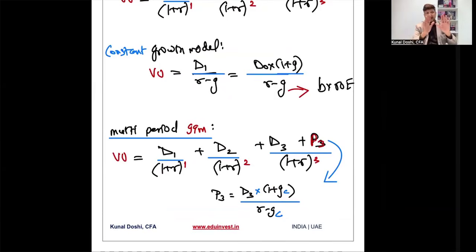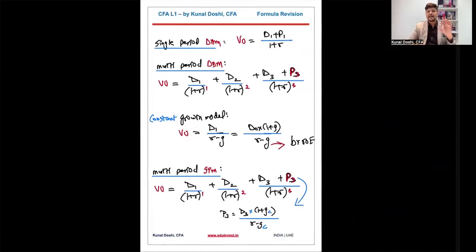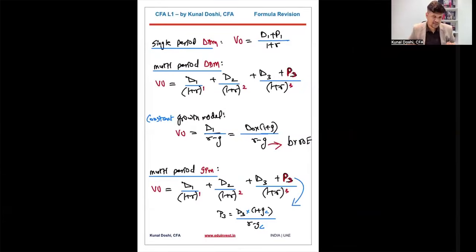Now, if they say the constant growth starts at the end of the 4th year, then I will do what? P4. Everyone, P4 will be what? D5 over R minus G. P6 will be D7 over R minus G. That's going to be a terminal value. Is that clear to the class? Everyone understood this?